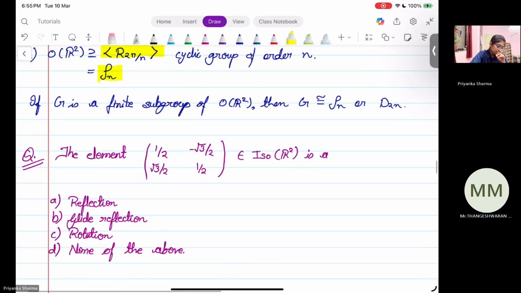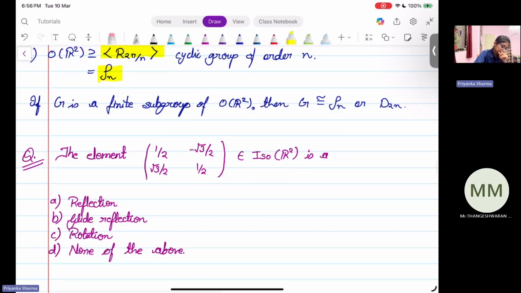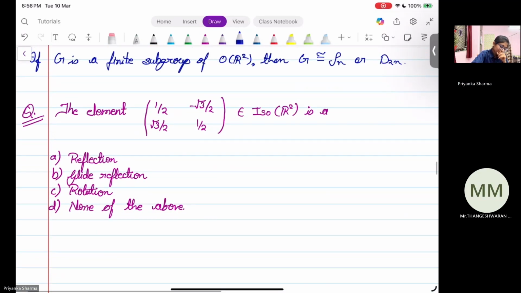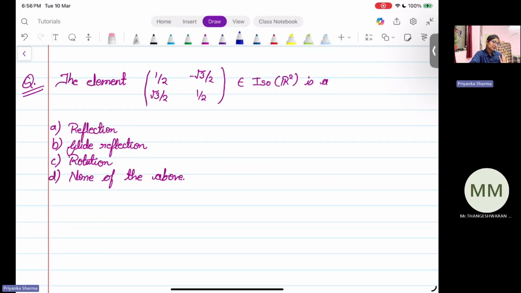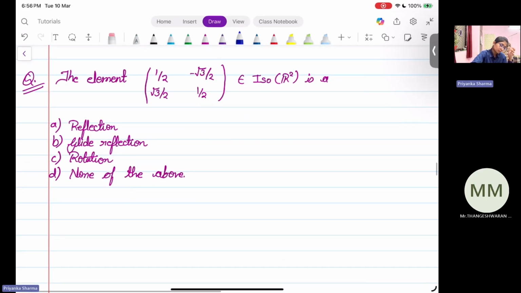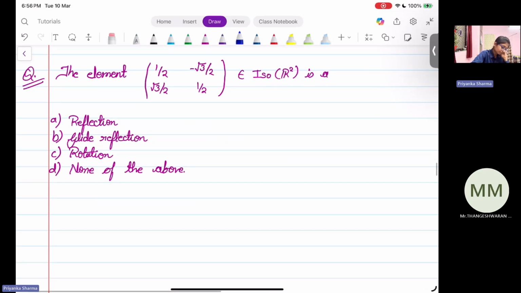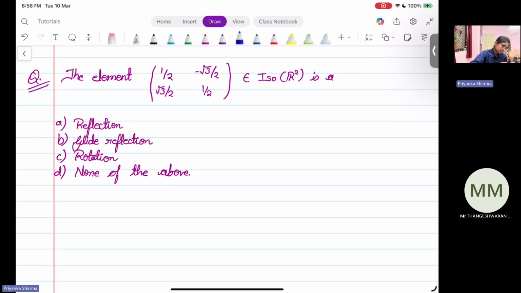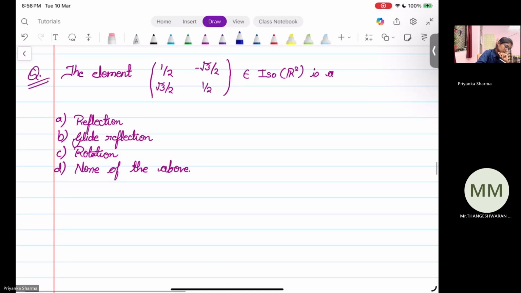Now, consider some examples. As this was the question, how can we classify the isometries? Okay, we are considering some isometries on the plane R². So this is the first question. We have this element.